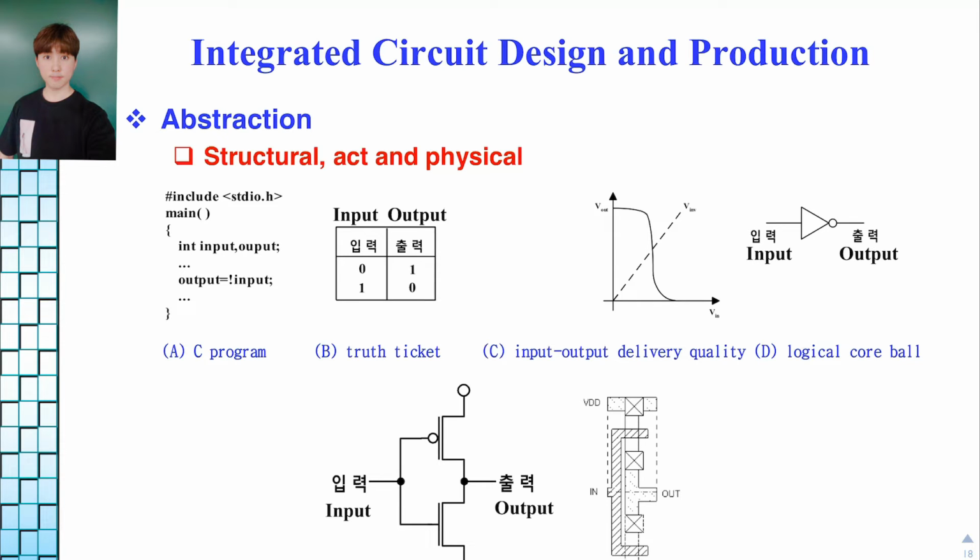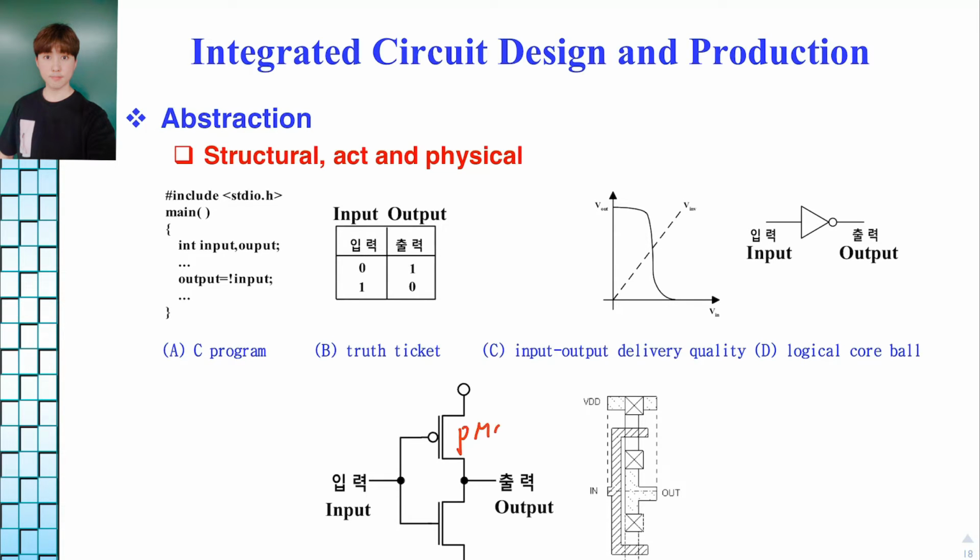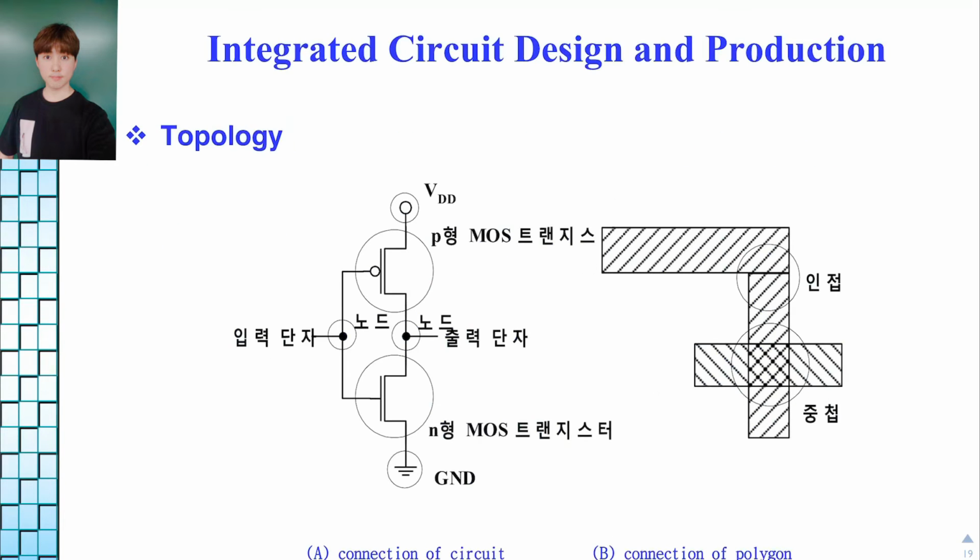An inverter has one PMOS and one NMOS. If the input signal is a single value like 1, then the NMOS is turned on and the PMOS is turned off. So the output value is 0.